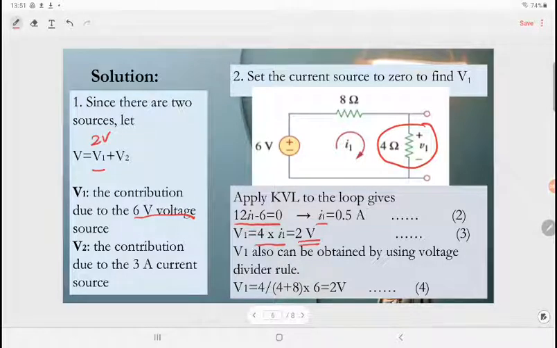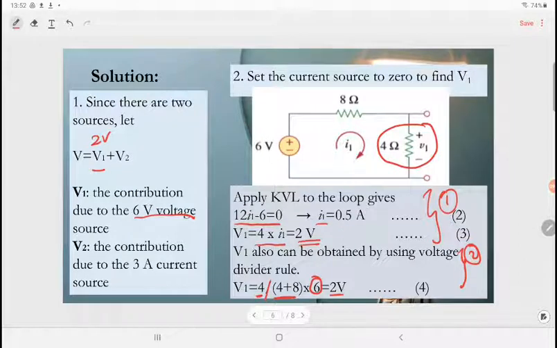You also can use the voltage divider rule. If you don't want to use KVL, you can use this method, another method. This is the first one, this is the second one. This is how we apply the voltage divider rule, which is 4 divided by the total resistance times your voltage source. Therefore, V1 is also equal to 2 volt.